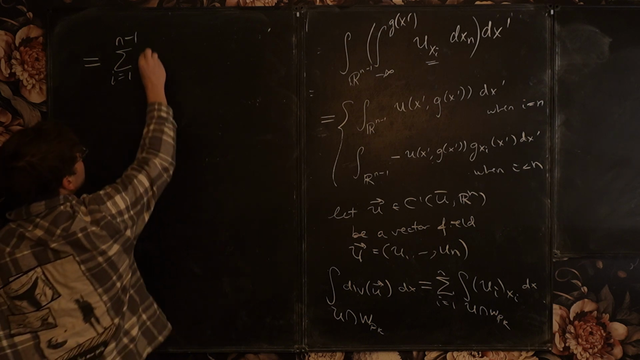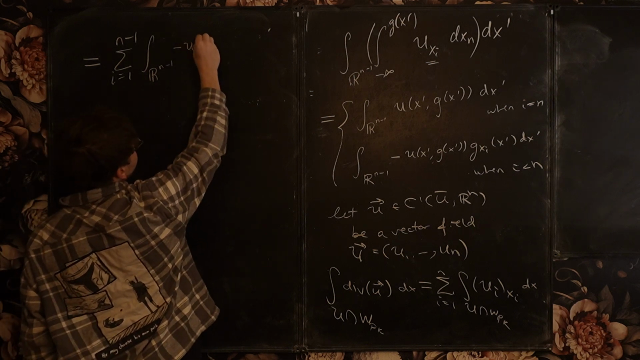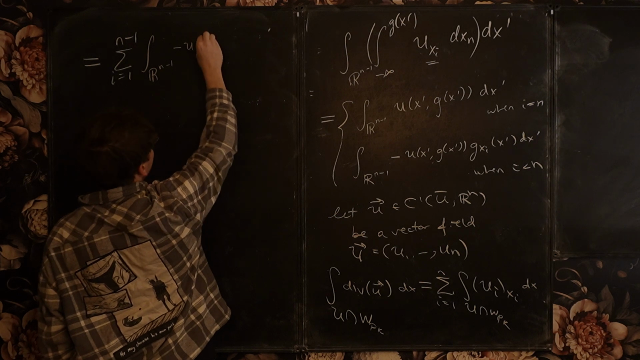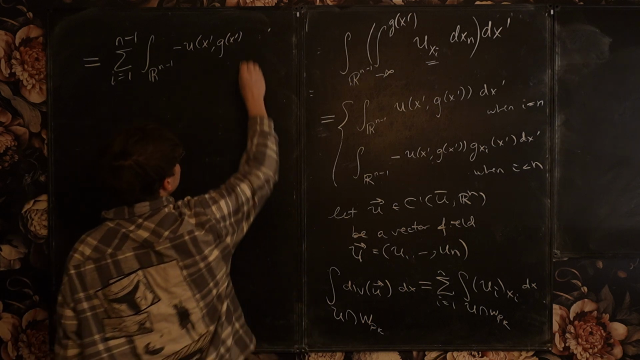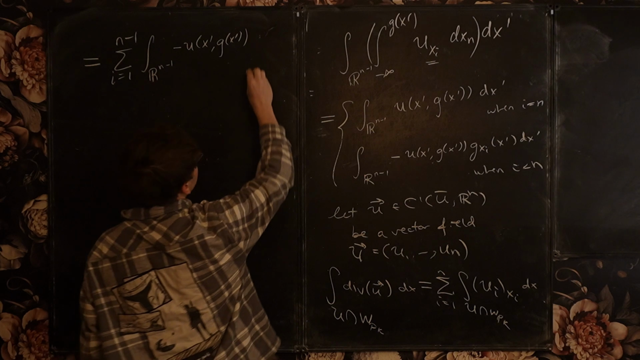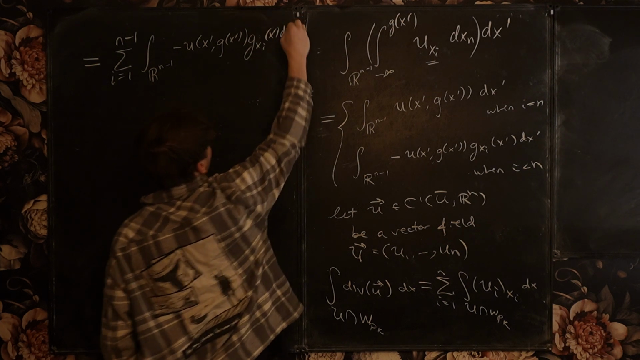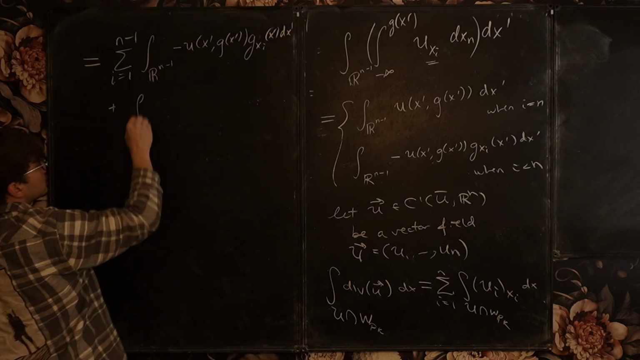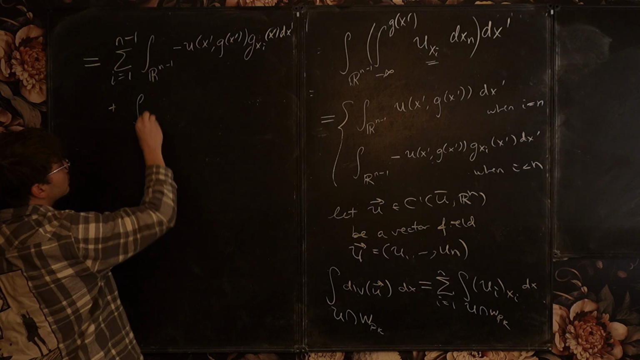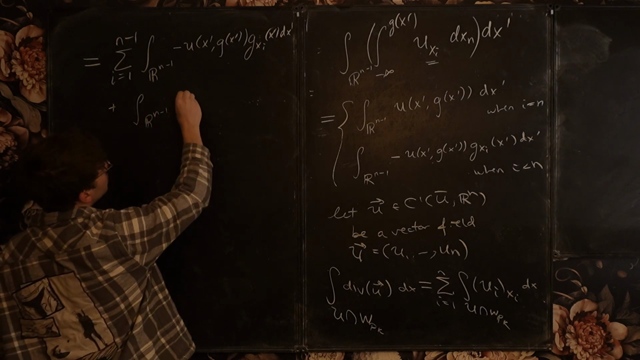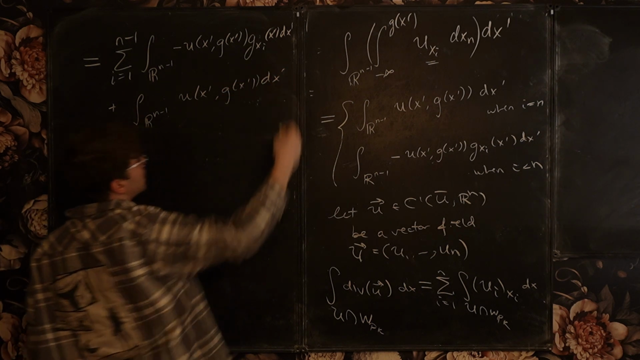So this is going to be the integral over R^(n-1) of negative u(x', g(x')) times g_{x_i}(x') dx', plus now the nth term of the sum, the case when x_i equals n, and we're going to use this formula, plus the integral over R^(n-1) of u(x', g(x')) dx'.